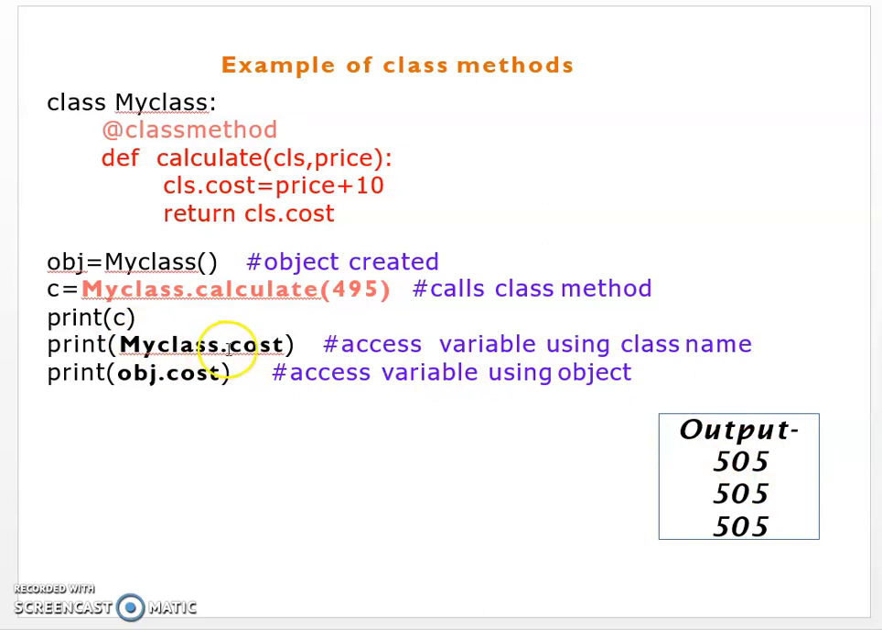Next, MyClass dot cost. So directly we can also access the variable through the class name. MyClass dot cost will print 505 on the console, and we can also call through the object. So obj dot cost will print the same value on the console, because all these three statements refer to the same variable.